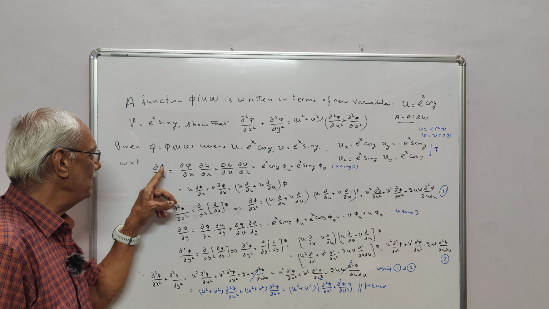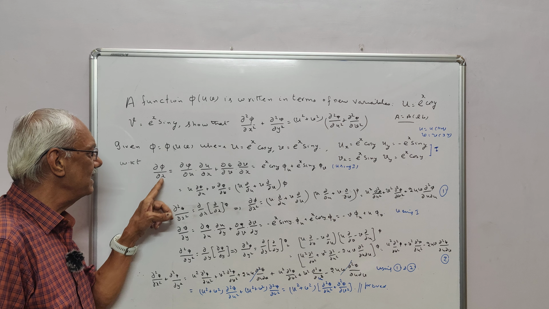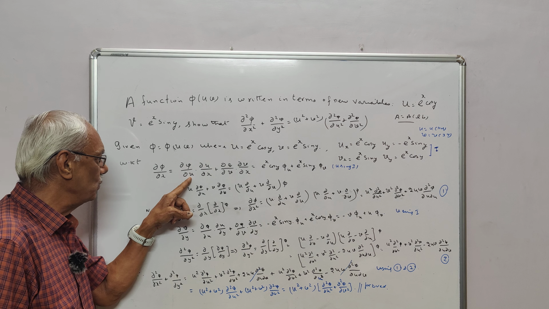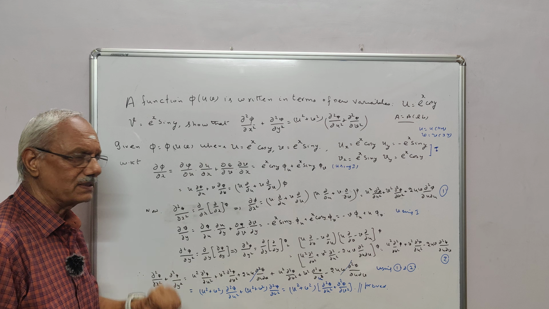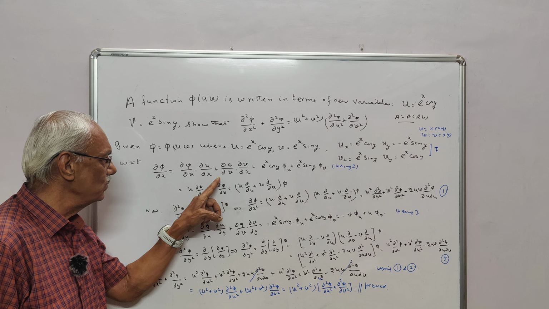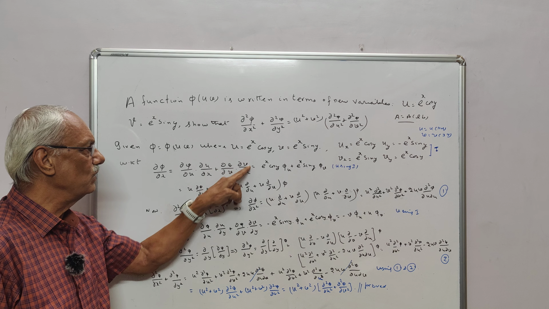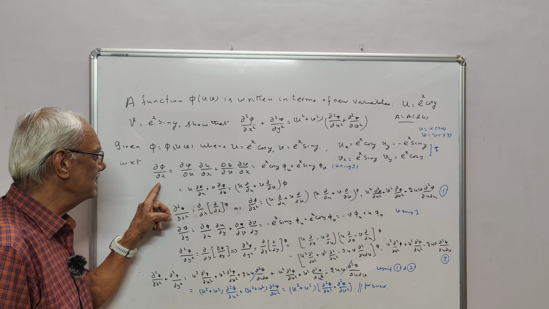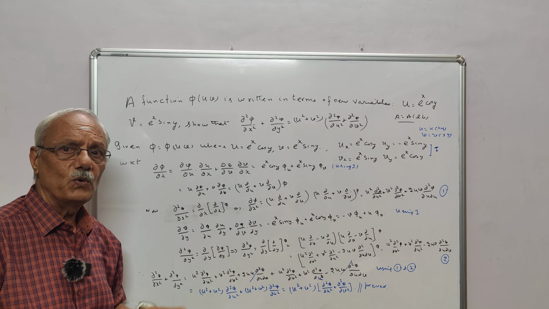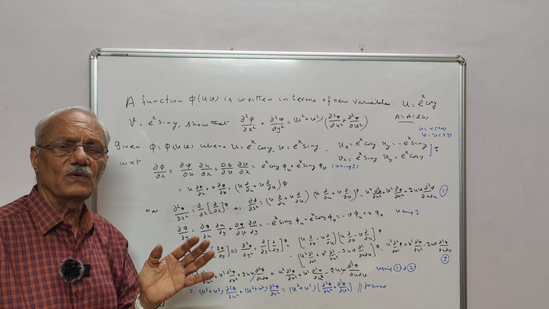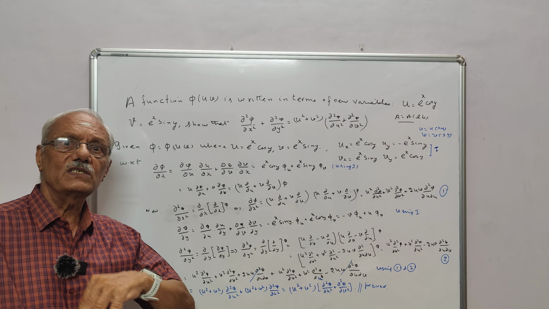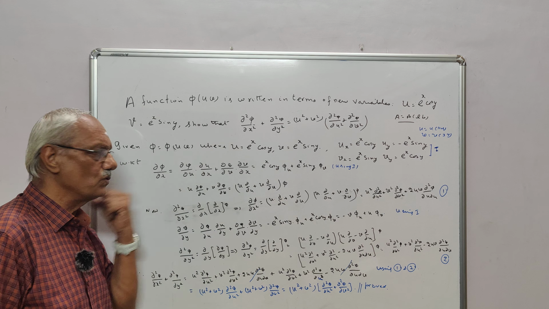So if you are going to find dou phi by dou x, then it must be dou phi by dou u into dou u by dou x, and likewise plus, because v is also a function of x, dou phi by dou v into dou v by dou x. This is the first and foremost step for the derivatives of a function of several variables. This is how it should be done.